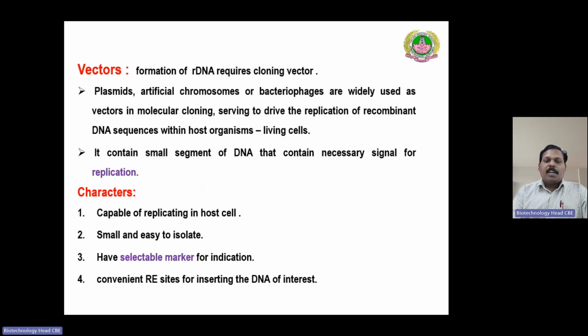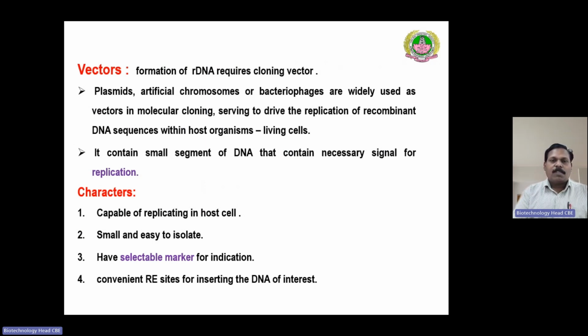The first key player for this cloning procedure is the vector, which is the base for formation of a recombinant DNA. And the vector can be a plasmid, an artificial chromosome, or bacteriophages, which are widely used in molecular cloning procedures. It contains a small segment of DNA that would have a signal for replication. You can recollect I was referring that this vector system should be capable of autonomous, independent, or self-replication without depending on the chromosomal entities.